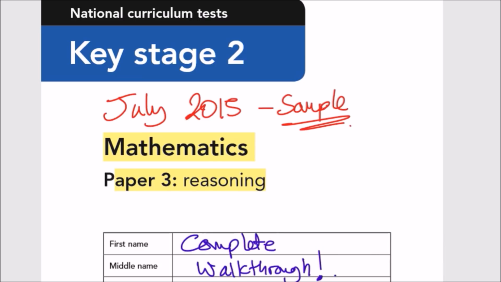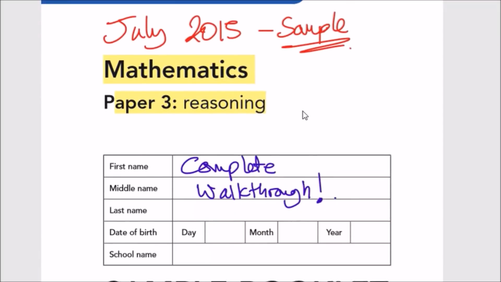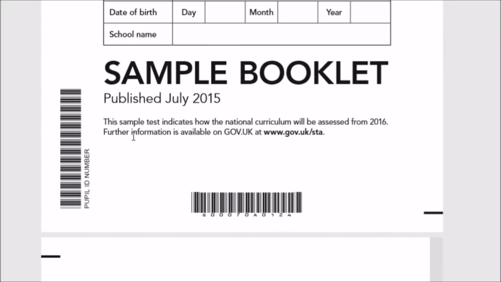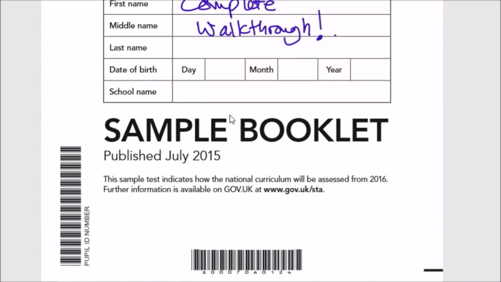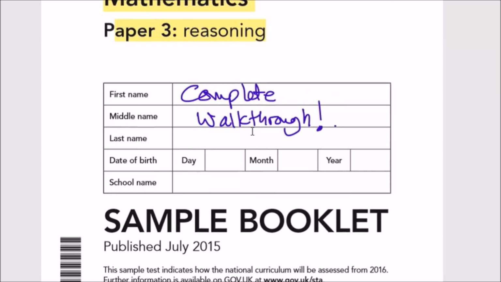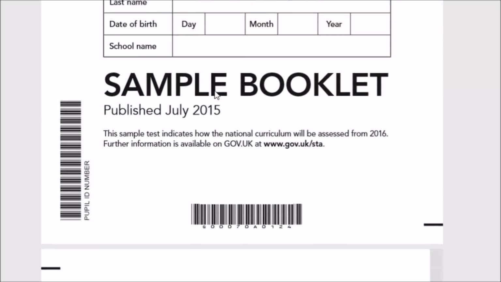Okay, so here, as usual, I'll be doing a complete walkthrough. So without further ado, let's go right into it, yeah? This is published 25th July 2015. If you actually want a copy of this paper, you can go on the Gov website or just type Key Stage 2 Maths 2016 sample, and you should be able to get all 3 papers.